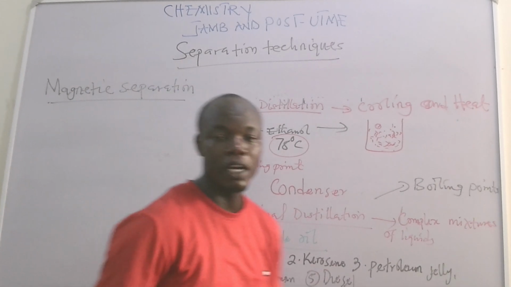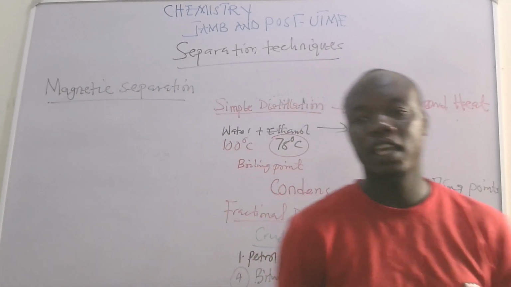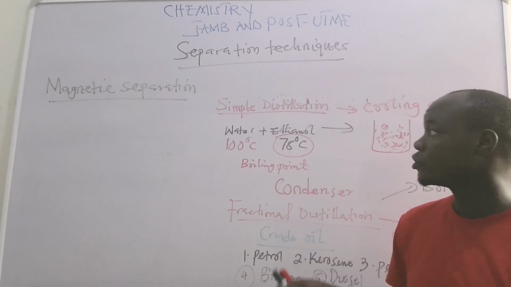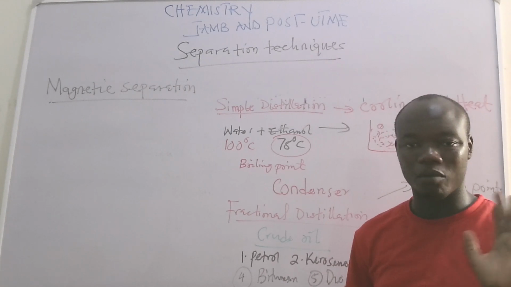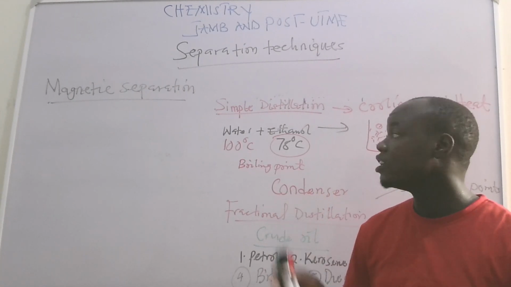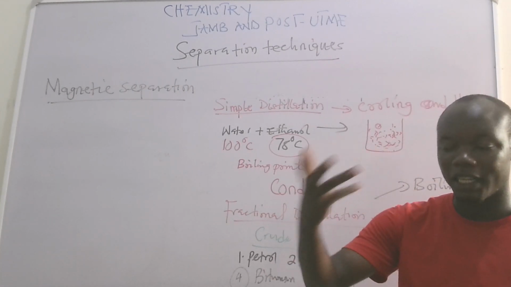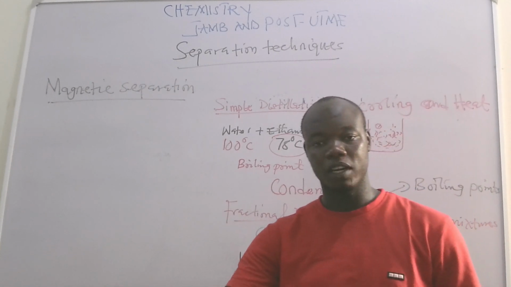So the next thing is magnetic separation. Magnetic separation is the separation technique used to separate magnetic material from non-magnetic material.